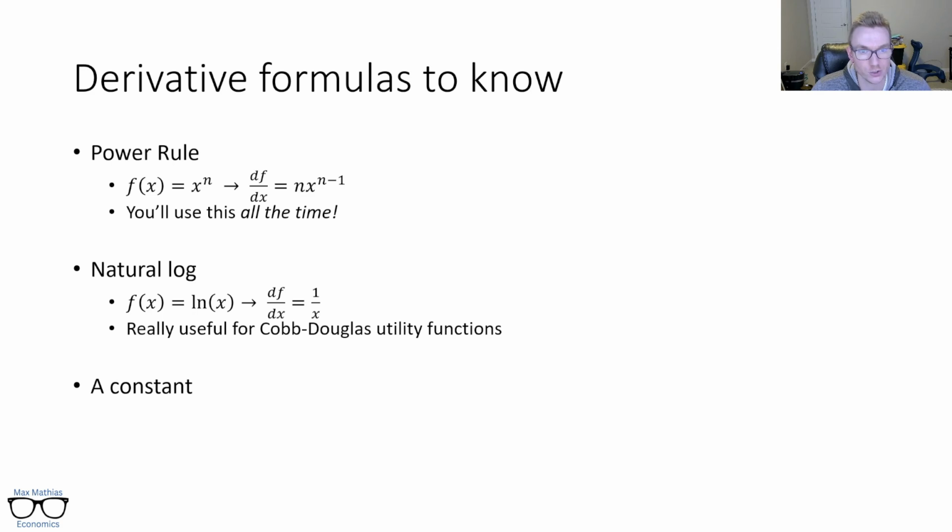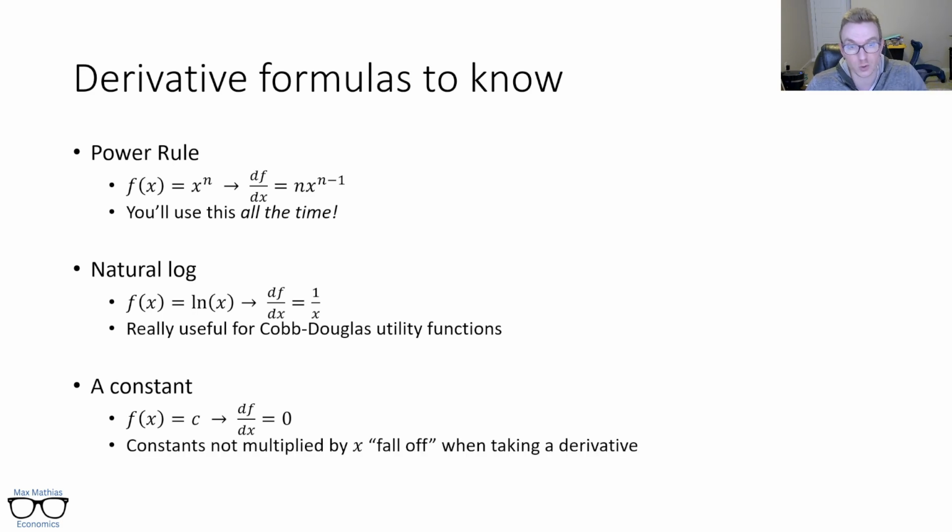The last one is just a constant, right? So if your function f of x is just some constant c, that is, it doesn't depend on x in any way, shape, or form, then the derivative is 0, right? And the way to basically think about that is this number is not changing. So because it doesn't depend on x in any capacity, if I change x, well, the value of the function doesn't change, so it's 0, right? Constants not multiplied by x fall off when taking a derivative.